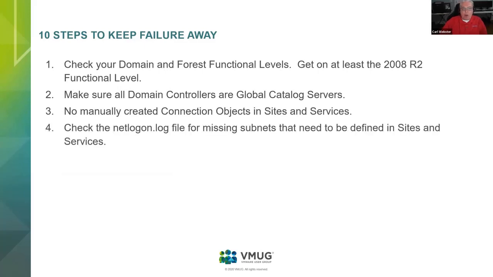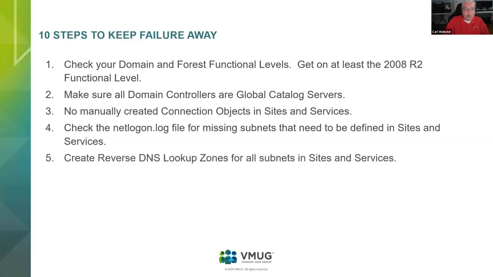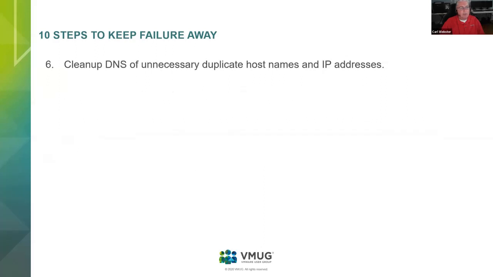Check that netlogon.log file for missing subnets, and then also monitor that event log for that event that's recorded every 60 to 75 minutes. That will tell you that that domain controller is servicing clients that don't have a subnet defined. Create reverse DNS lookup zones for all subnets and sites and services. Clean up DNS of unnecessary duplicate host names and IP addresses, whether manually or by implementing aging and scavenging.